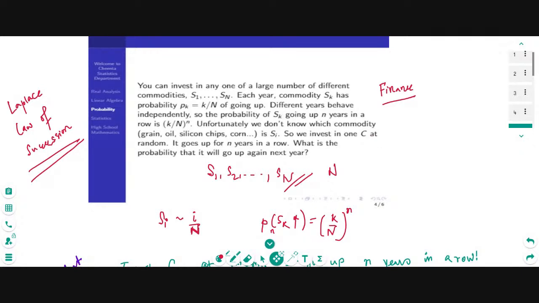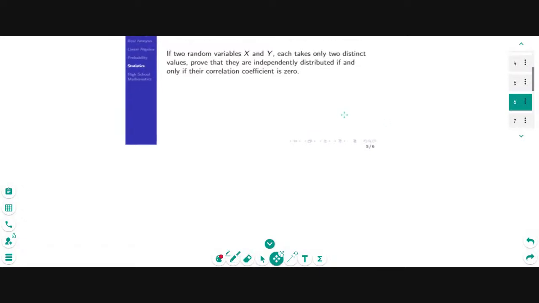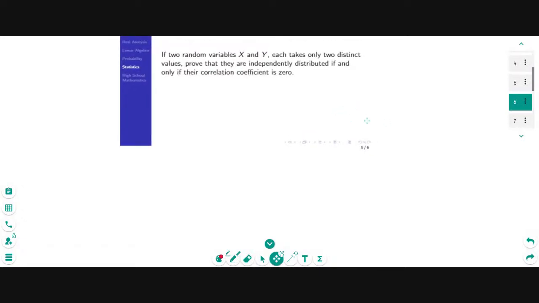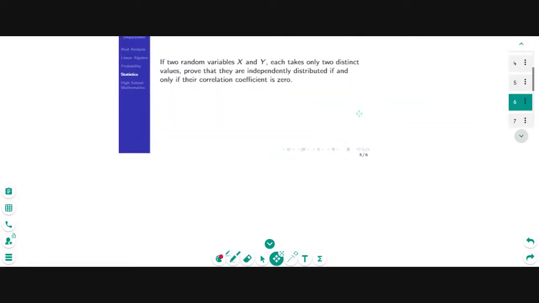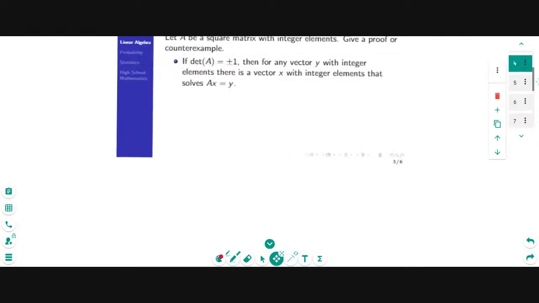The next problem, let's say, is a statistics problem. It's a bit longer. Let's see. Any suggestions, guys? Which subject do you want to try now? Statistics, high school mathematics, linear algebra? Which one? Okay, let's do linear algebra. I really love this problem of linear algebra. Let's do the linear algebra.